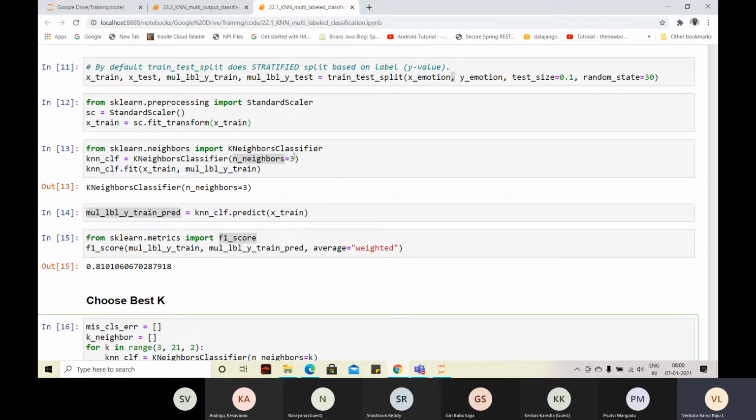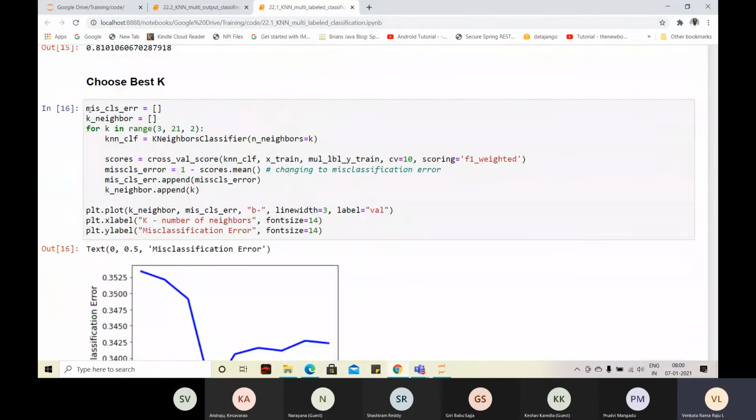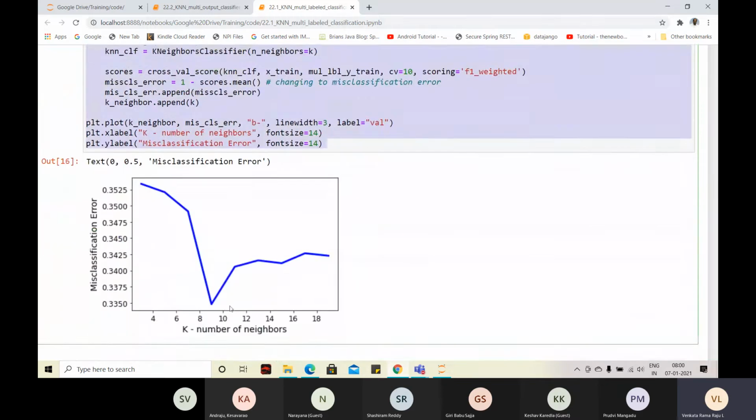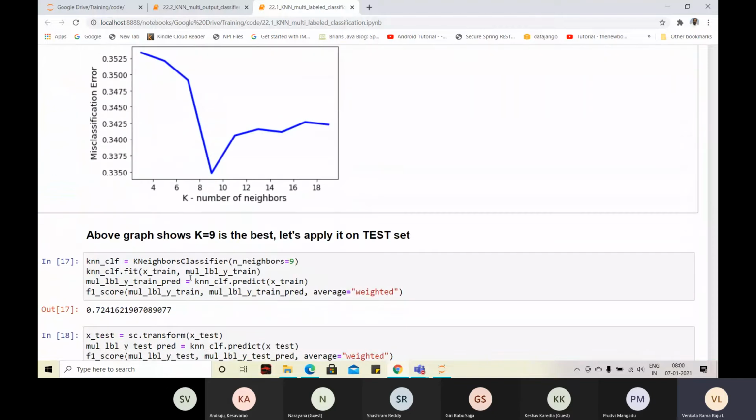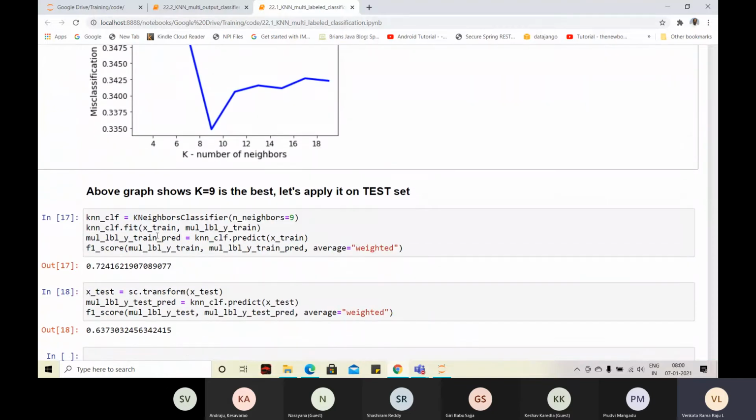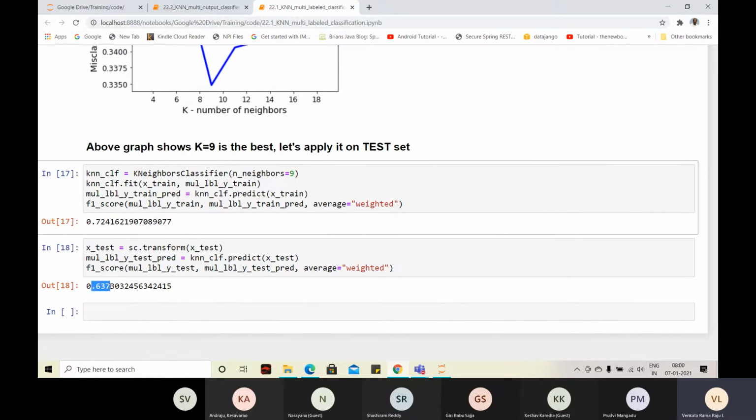Now, for fun, I have taken 3 here, but by default, you should be doing this and then choosing the K and then testing it on the train set and test set. Now you look at the train set, I got 72% and the test set I have got 63%. Okay, still the model is overfitted, right? Why is the model overfitting? How can we know?